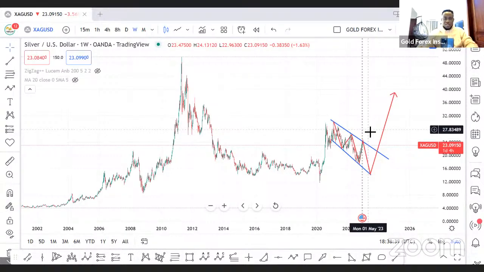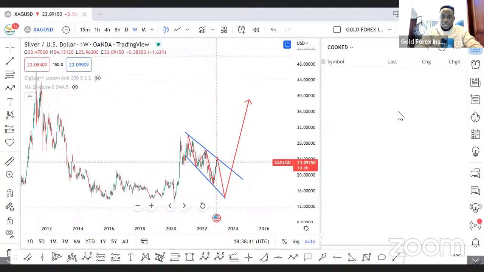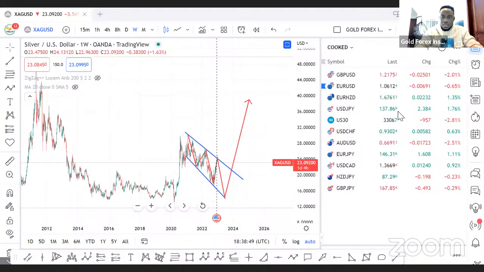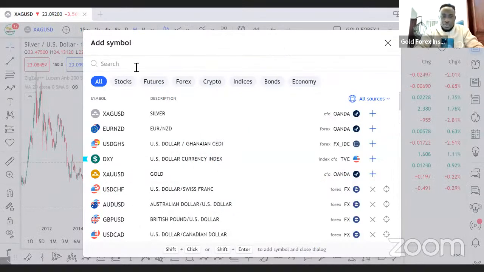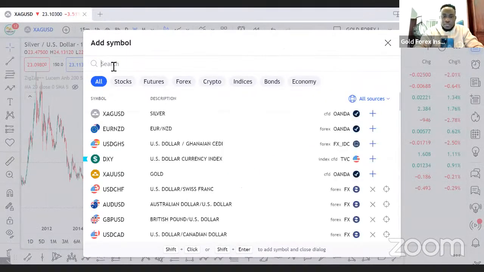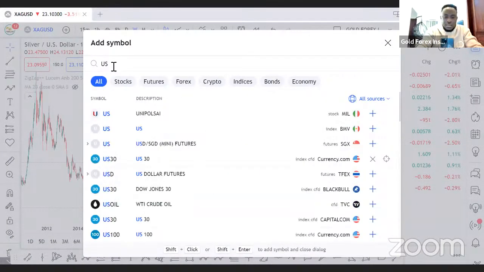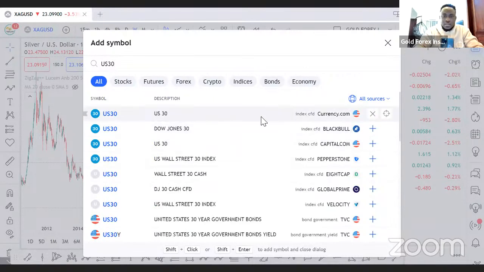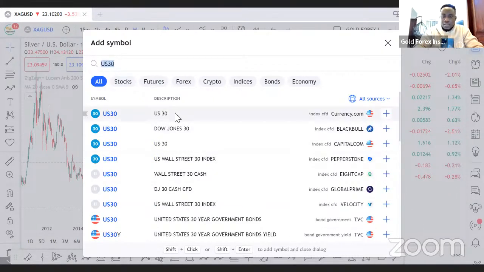So this is so. I think I have to add the pairs. So we looked at Euro, NZD. We also looked at US 30.